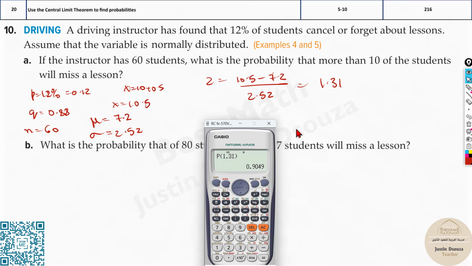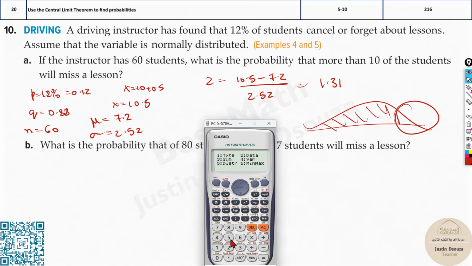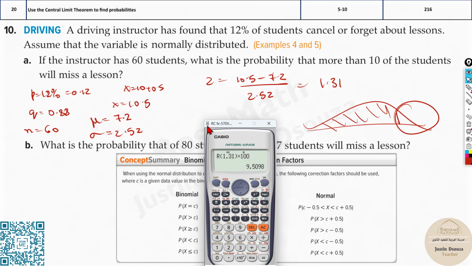Wait, over here, let me just recall. It's more, so I should use R or 1 minus this value. Why? Because see, for the normal distribution, imagine this was 1.3, this is the answer we're getting, but we don't want that. We want the probability of more than, so this right side, right? So I'll do shift 1, 5, 3. Now let me type 1.31, close the bracket, multiplied by 100 to get percent. The answer is 9.5%. Over here you can see it's 9.5%.